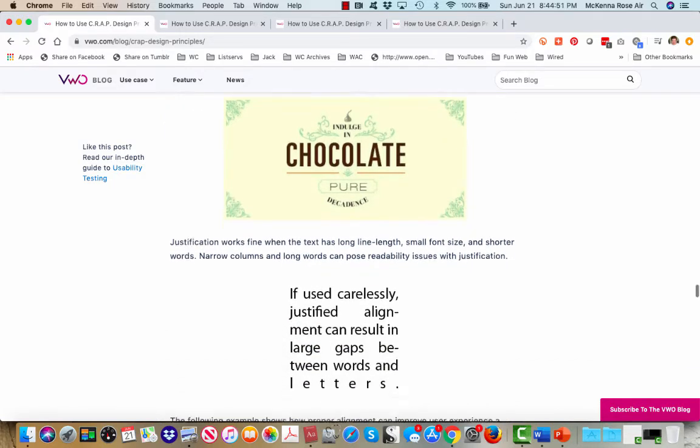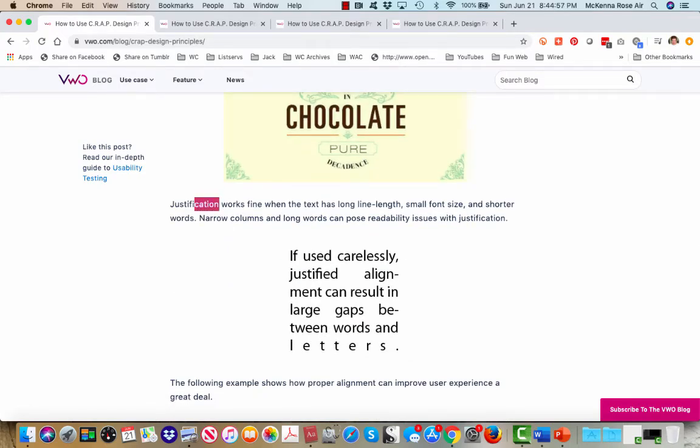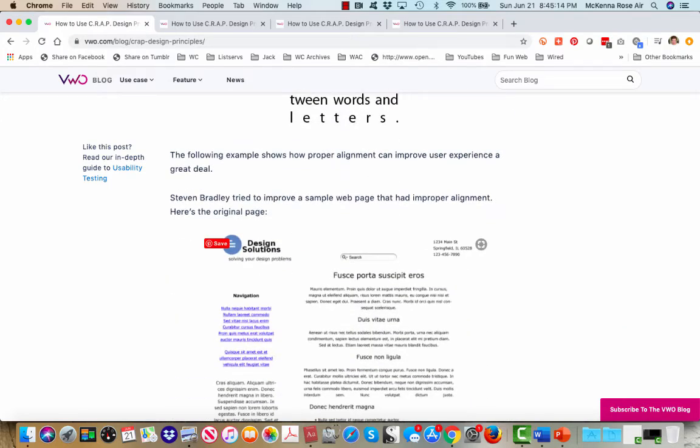So in addition to center, left, and right justified, there's also justification. Justification works to square off the edges of a chunk of text by leaving kind of arbitrary gaps between the different types of the text.